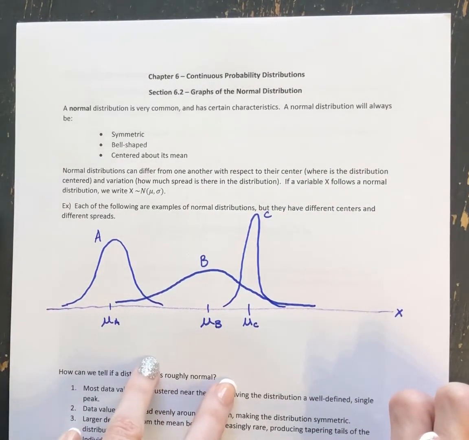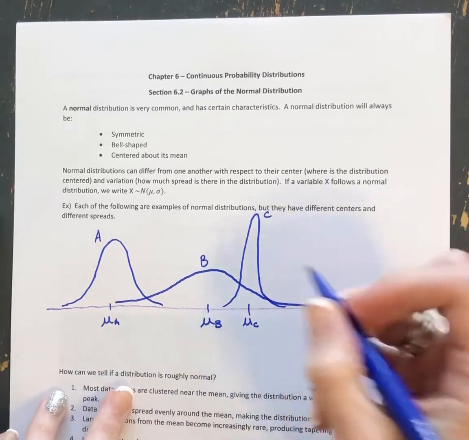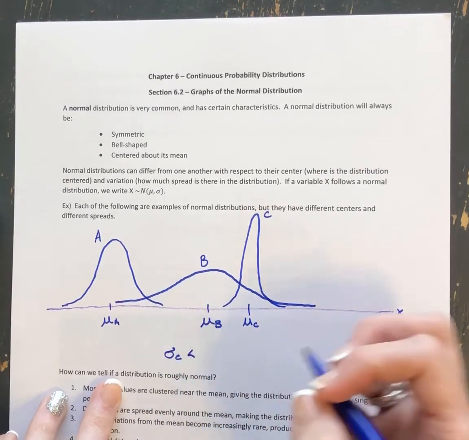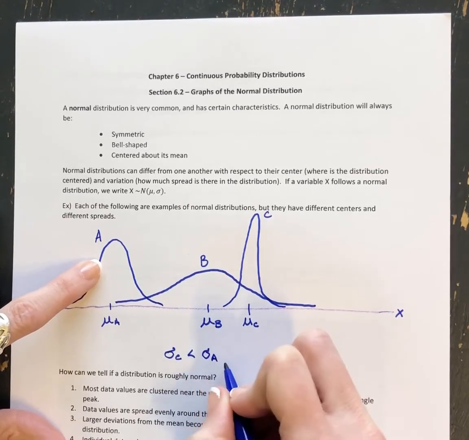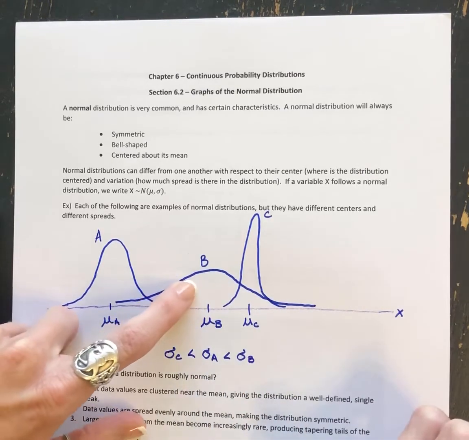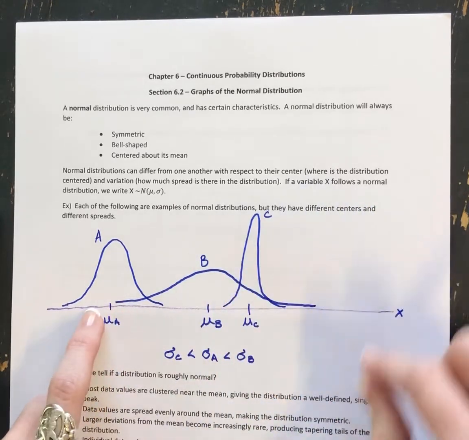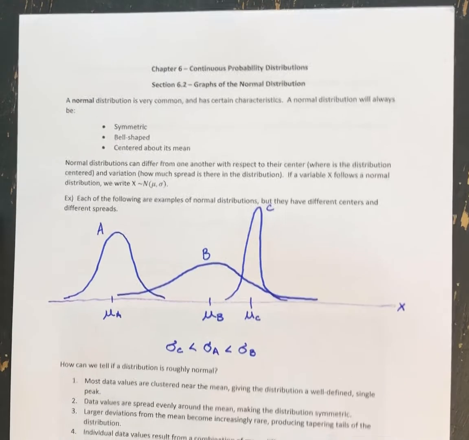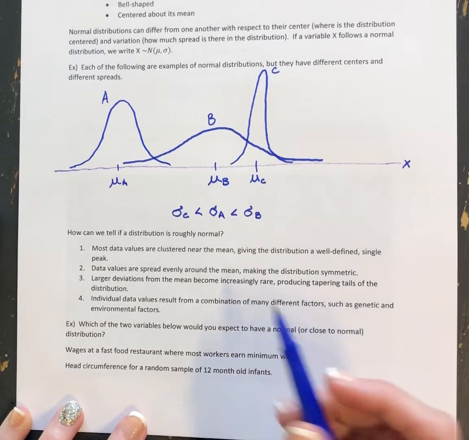And in terms of ordering the standard deviations, we said that the standard deviation for C is the smallest, so it's less than the standard deviation for A, which is the next smallest. And then the standard deviation for B, in that case, is the largest because it has the most spread, shortest curve, most spread. Okay, so we're going to move on here to start talking about how we can tell if a distribution is roughly normal.